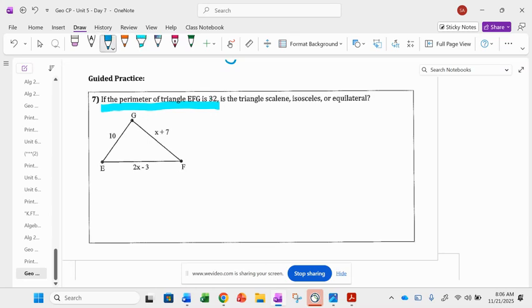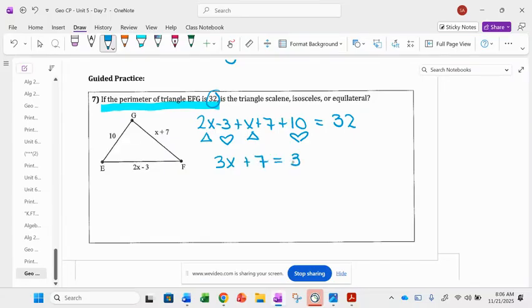So if I add all the sides, I'm adding 2x minus 3 plus x plus 7 plus 10, and that has to equal the perimeter, which is 32. Everybody okay with how I made this equation? Now we're going to combine our like terms. So 2x plus x is 3x. Negative 3 plus 10 is 7, equals 32. I'm going to subtract 7 on both sides.